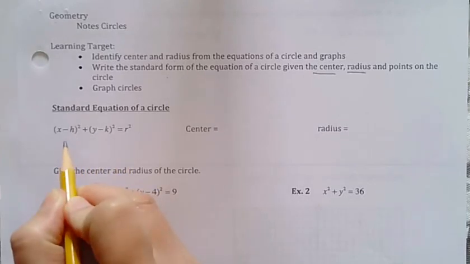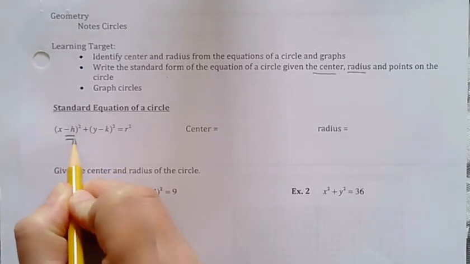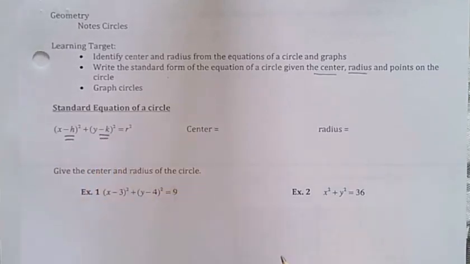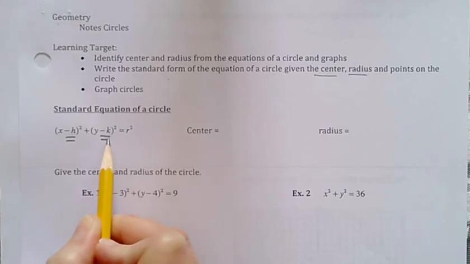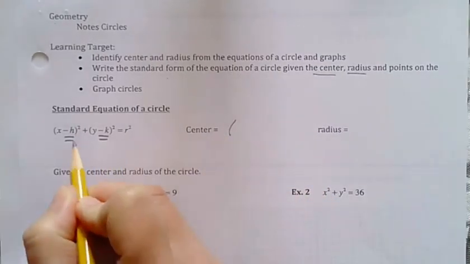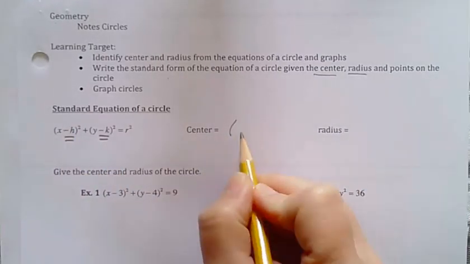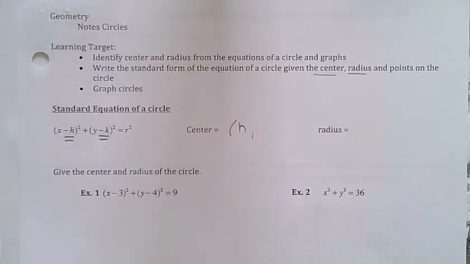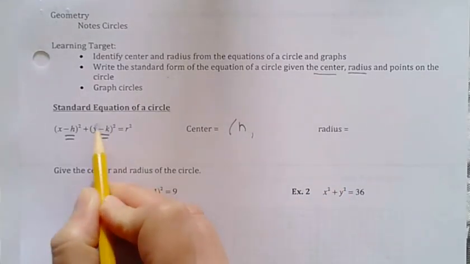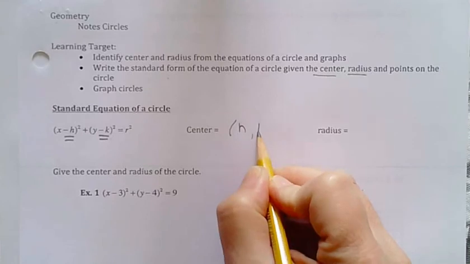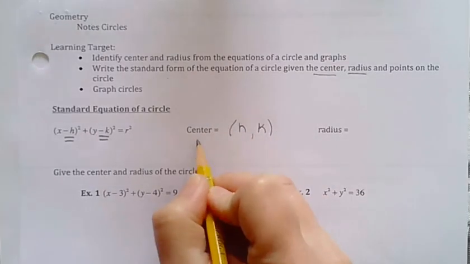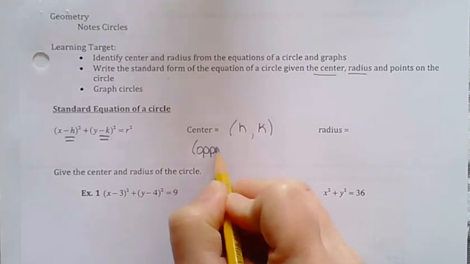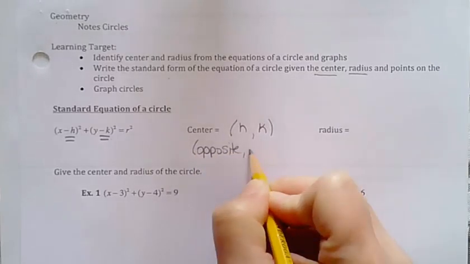Hopefully you recognize that to find the center, we are going to use the numbers that are here with the x and the y. And we are going to take the opposite of what we see here. So instead of negative h, we're going to take h. The opposite of what we see here, instead of minus k, it's just going to be k. So your center is (h, k). So we always think in our heads, opposite, opposite.